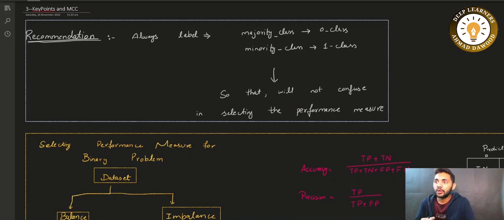have studied. First of all, one recommendation for you: whenever you have a binary problem and you have an imbalanced data set, always label the majority class as 0 class and the minority class as 1 class. Whatever class you have, let's say you have a target column here, and in the target column you have two classes, let's say class A and class B. Whatever class is in the majority, let's say if class A is in the majority, when you convert this categorical column into a numerical column, just convert this into 0 class, and the class which is in the minority, you convert it into 1 class.